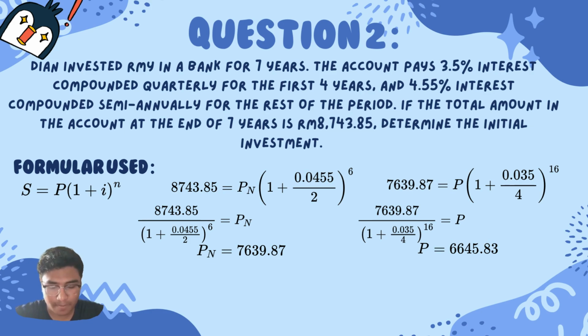We use the same formula, but we use the new P. 7,639.87 equals P in the bracket 1 plus 0.035 divided by 4 to the power of 16. And then we can get the initial investment is 6,645.83. That is for question number 2.